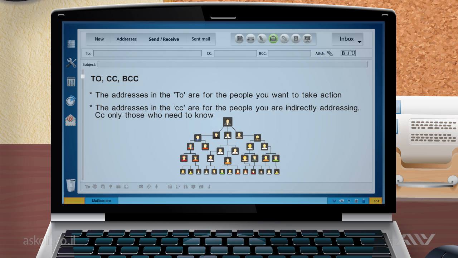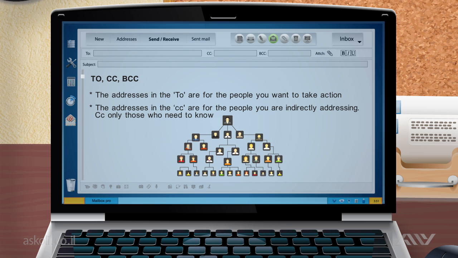Sometimes I get the feeling that people do it for political reasons and not necessarily for business reasons, so that if the boss asks in 10 days how the project is going, then you can say with a surprised look on your face, but I sent you a copy, didn't you read? So that's why you'll probably find a lot of people in the CC category. But again, try to decide who really needs to know what's going on directly with the situation that you're handling.